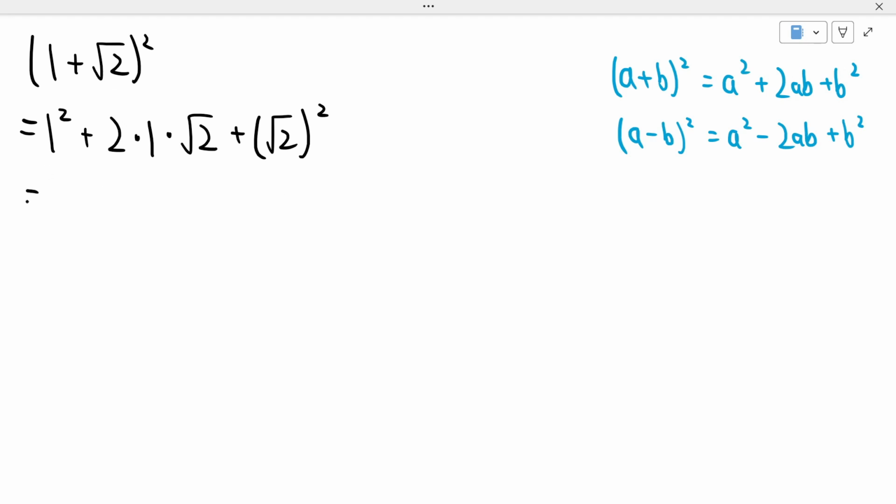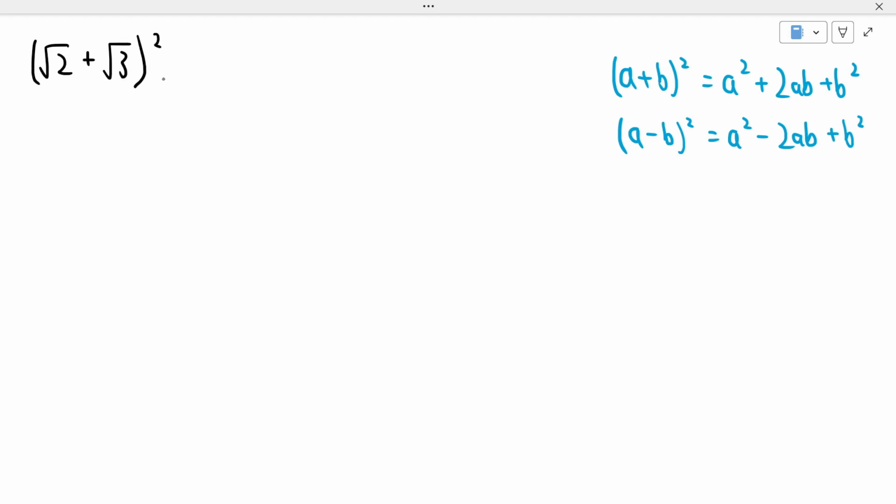1 squared is just equal to 1. 2 times 1 is 2, so we write a plus 2, and the square root of 2 stays the same. So the middle term is just 2 square root of 2, and the square root of 2, all squared, is just equal to 2. So now we can combine like terms, since 1 plus 2 is equal to 3, which is the first and last terms, and then the plus 2 square root of 2 stays the same. So the final answer is just 3 plus 2 square root of 2.